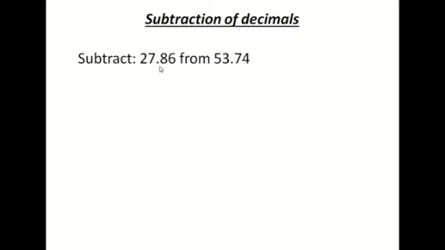Check here, it is 27.86. So after the decimal point, 2 places are there. And 53.74 is also having 2 places after the decimal. So it is already converted into like decimals. Next, what we have to do?